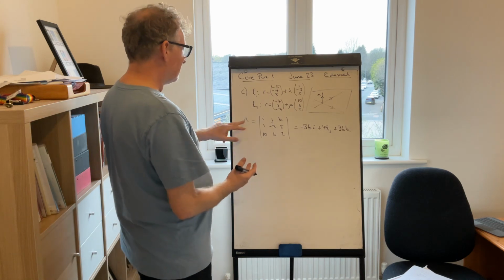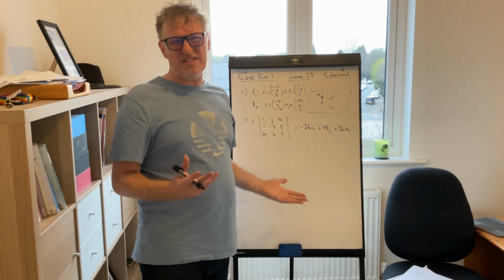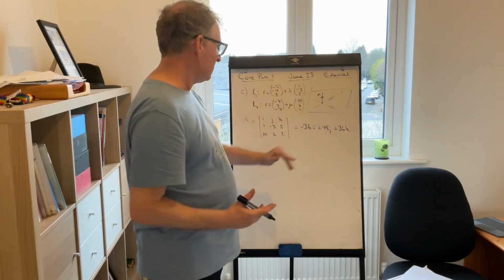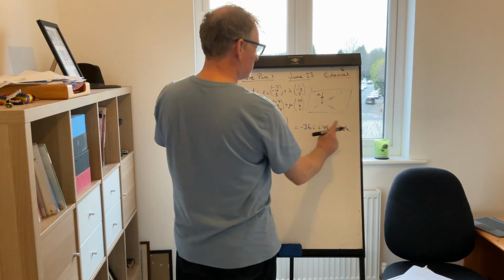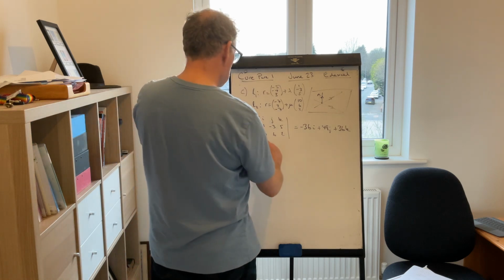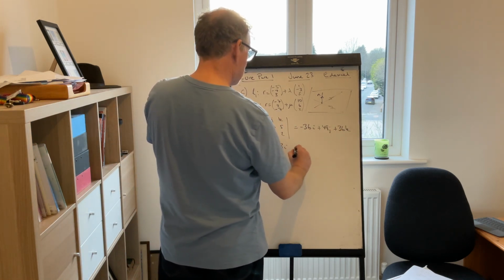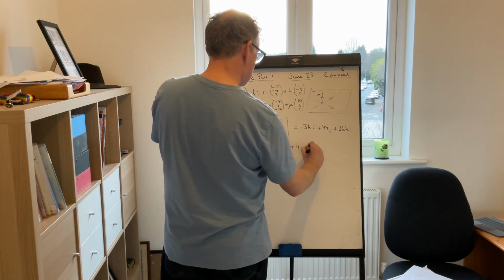However, always try and deal with nice vectors where you can. The n can be any multiple of that. You can see these all nicely divide by 12. So shall we call our n, dividing that through by 12, -3i plus 4j plus 3k.